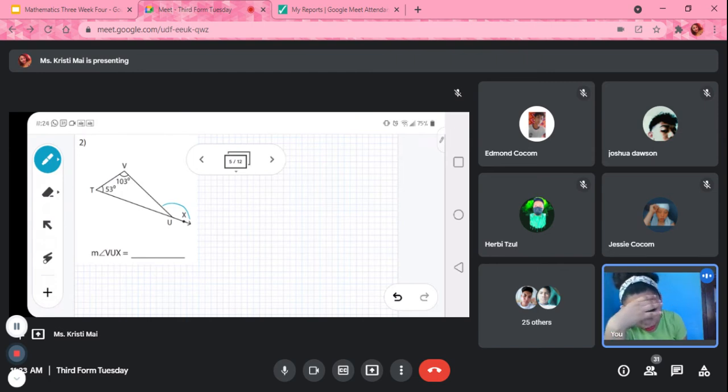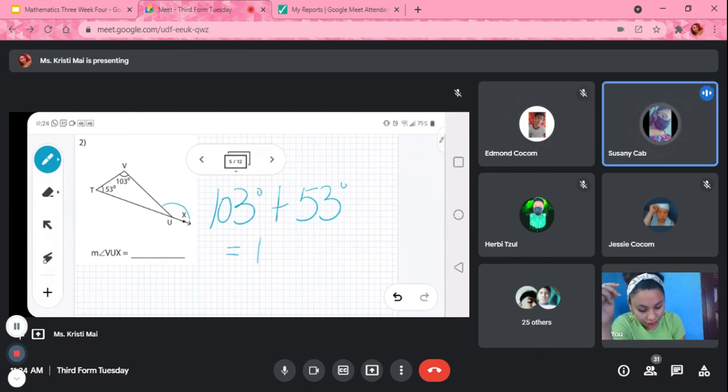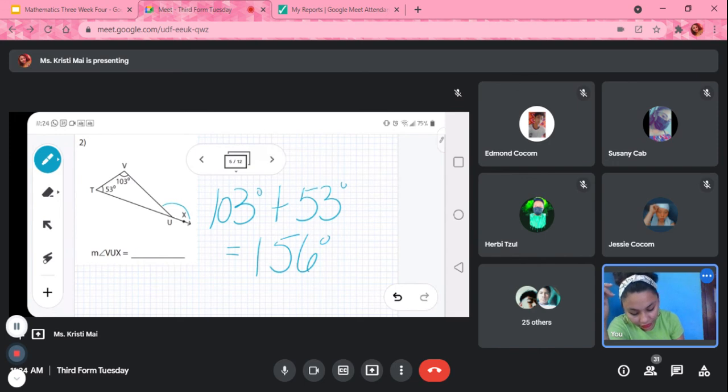So now what I'm gonna be doing in this case is that I'm gonna add the opposite interior angles, both of them. So I'm gonna take the 103, I'm gonna add it to 53, and what is that gonna give you? 156. Very good. 156 degrees. Yes? Good.